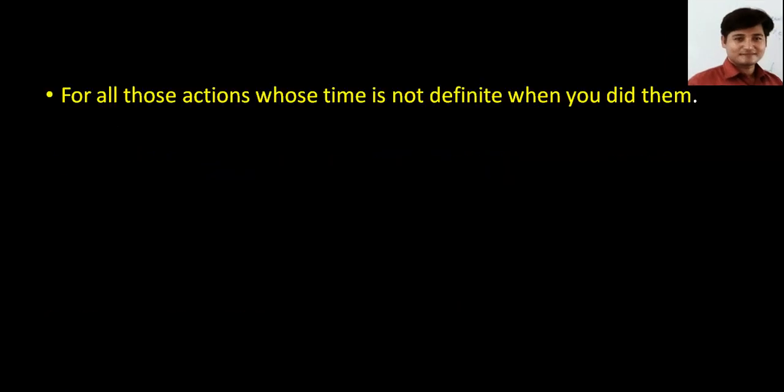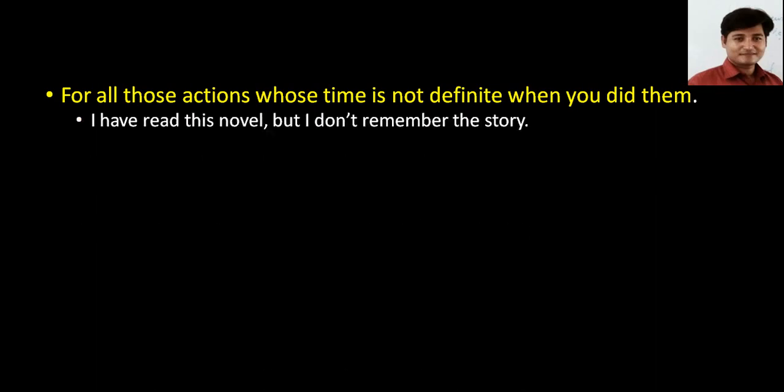The next usage is for all those actions whose time is not definite. Many things we have done in our life, but we don't know when we did those things. So for all those actions, for all those things which we did sometime in some part of the world, we can use present perfect to describe those actions. For example, I have read this novel, but I don't remember the story. It means that sometime in the past, not definite when, he read that story, but he read.